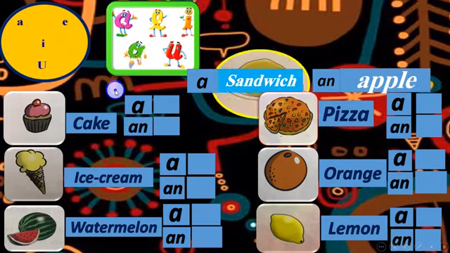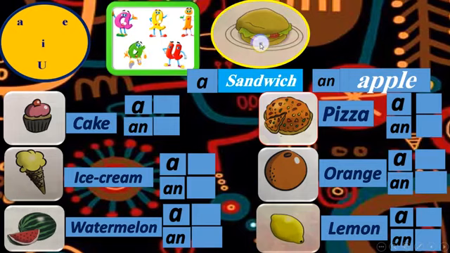Look for this exercise. What's this? Sandwich, yes. Sandwich starts by letter S. Let's see if letter S exists in the face. No, very good. Letter S is not there. So we put a. If the letter is not in the face, we put a. But if the first letter is in the face, we put an.